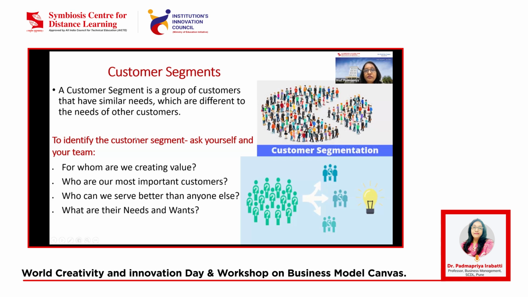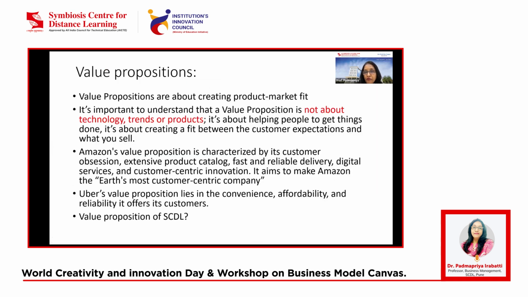Now, the next component is value proposition. When we are talking about value proposition, it is not about technology, trends, or product. A product in itself is a distinct element, a bundle of utilities which provides you certain benefits, whereas value is something over and above that. Value is what the customer expects to get out of that product through the satisfaction of that particular requirement. What exactly he is getting as ultimate satisfaction, that is the value.